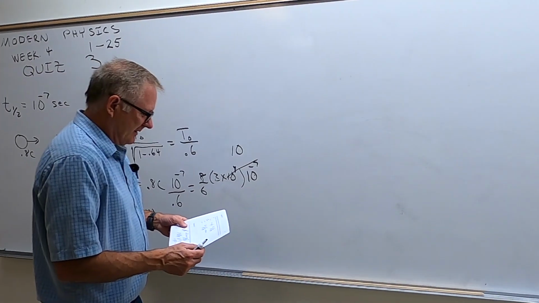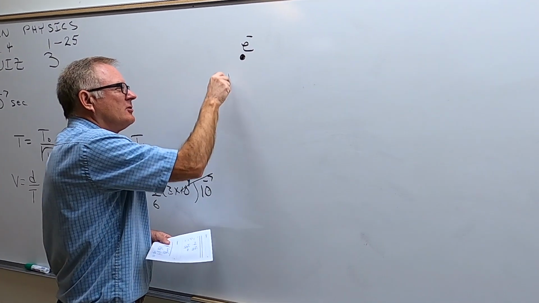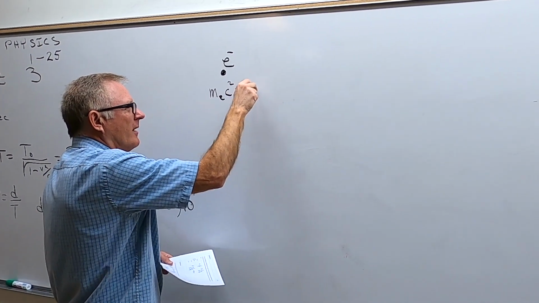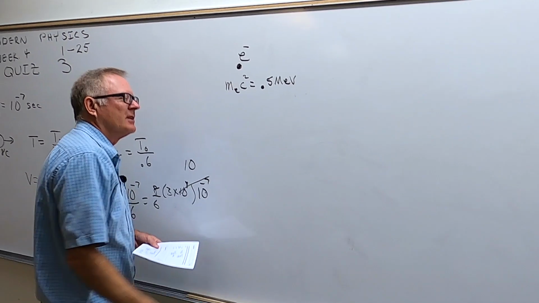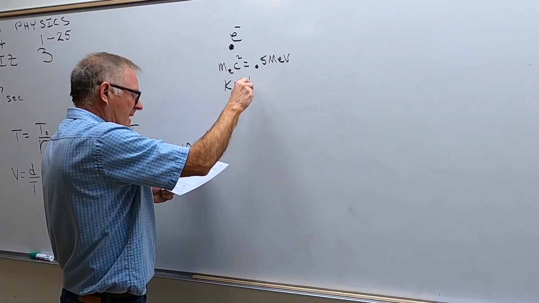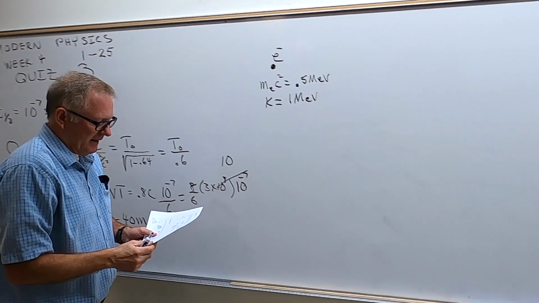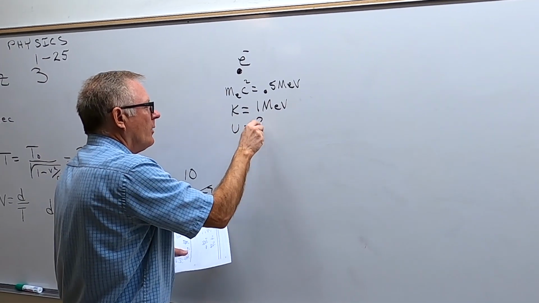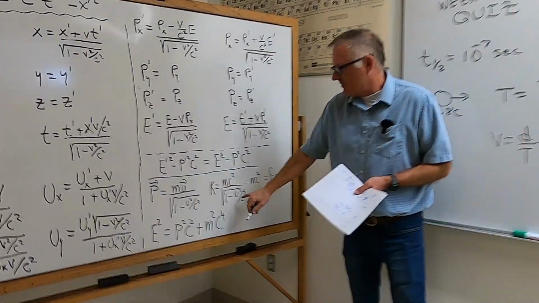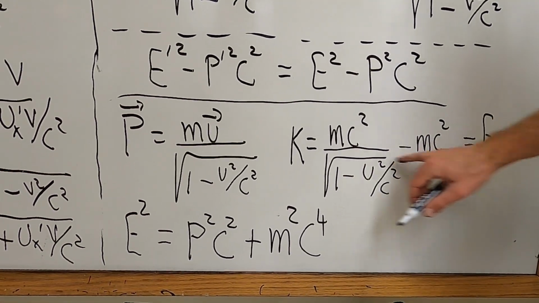Okay, number 2 was an electron. We know what the mc squared of an electron is. It's 0.511, but we're going to just go with 0.5 MeV. It's close enough. It has a kinetic energy of 1 MeV. And they want to know what is the speed. What is the speed? U equals what? Well, what are we going to do? They gave me the kinetic energy. We could use that equation right here.